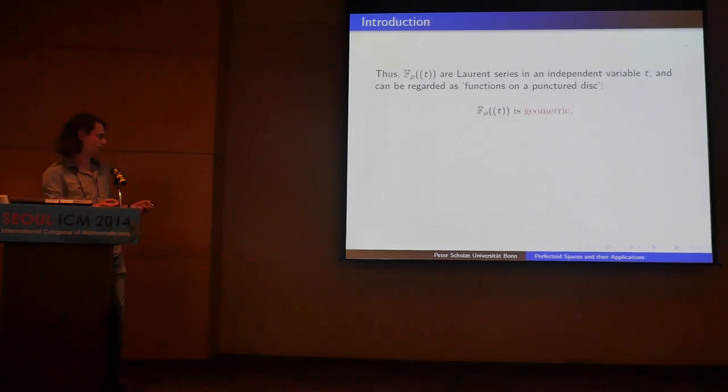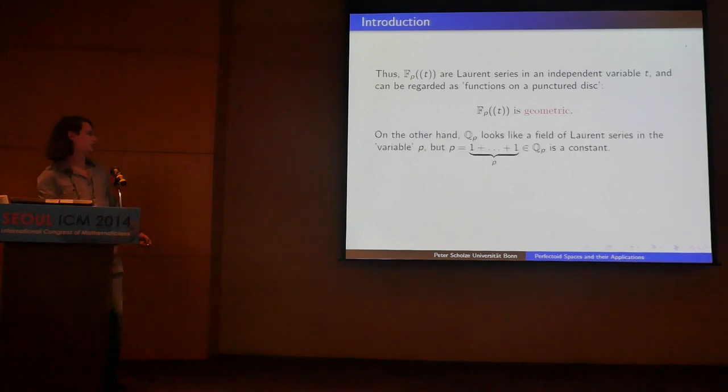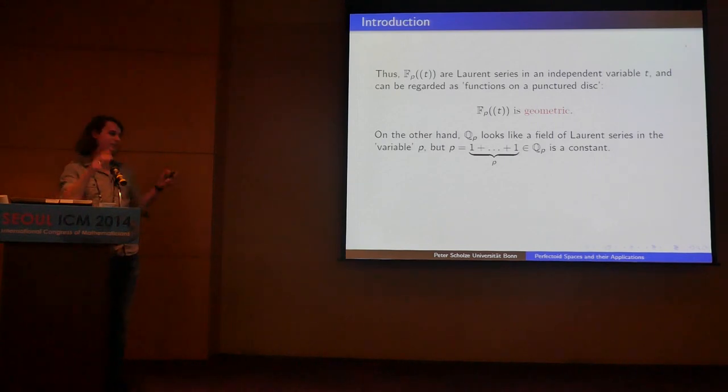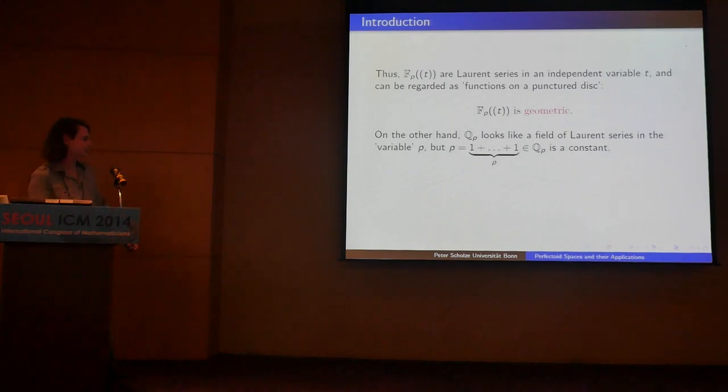And this means that this Laurent series field is very geometric in nature. On the other hand, although Q_p looks formally also like a Laurent series, in the variable p, this p is really a fixed number. You get it by adding 1 to itself p times. In fact, there are no automorphisms of Q_p, for example, whereas there are many automorphisms of the Laurent series field, because you can send t to anything else, essentially. This makes the theory of Q_p very arithmetic in nature.